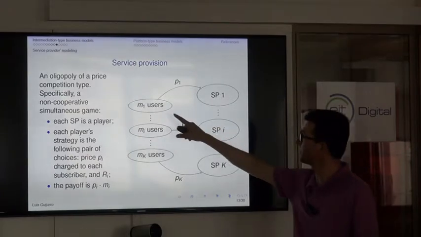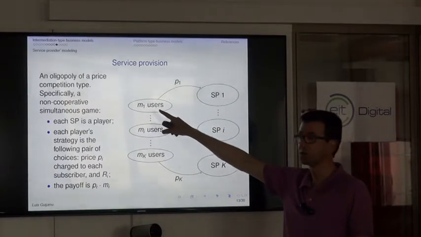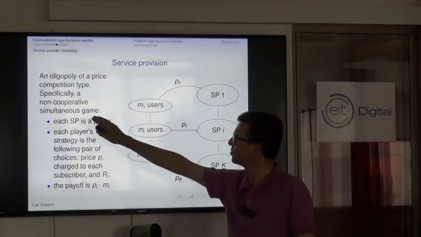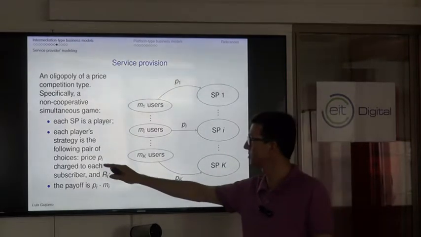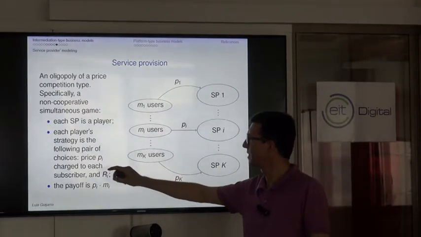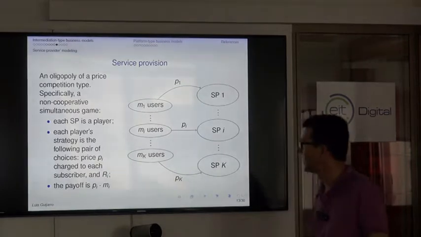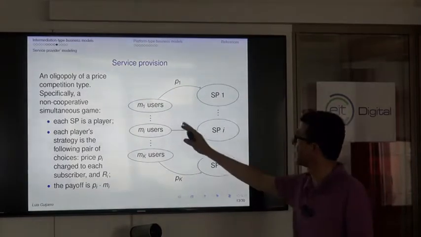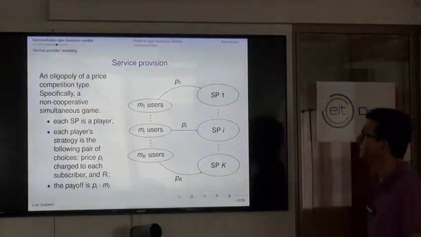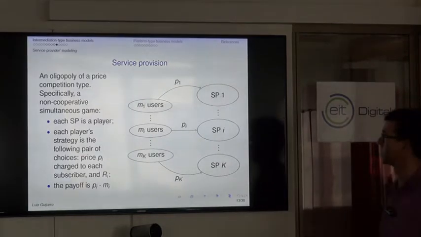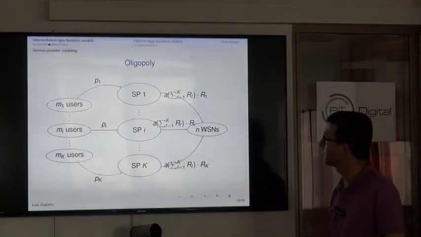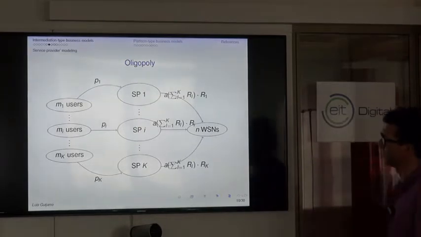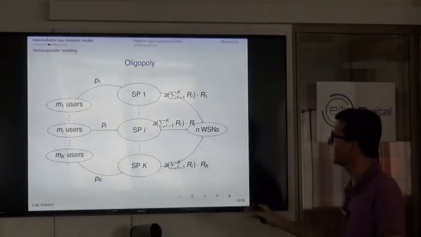Okay, so it has an impact on the number of subscribers. Okay, so we have here again a non-comparative simultaneous game. Okay, although the strategy is both price and sensing data rate, and the payoff is the revenue that each SP ends up getting from its subscribers.